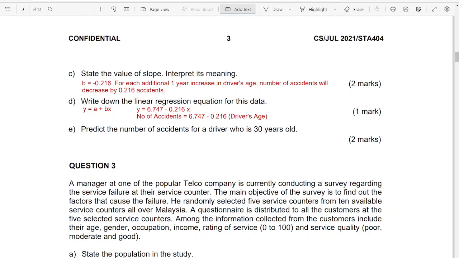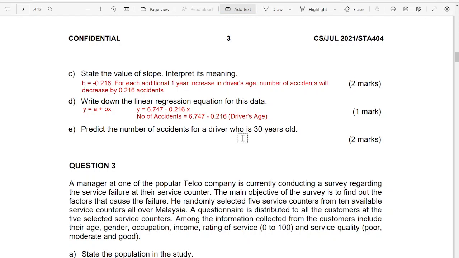So sama ada nak tulis yang first one pun boleh, ataupun nak tulis the second one pun boleh, tak ada masalah. Okay, so that is for writing down the linear regression equation. And for the last one, you want to predict the number of accidents for a driver who is 30 years old. So they give you the value of the driver age is 30 years old, so that means the value of x is 30.